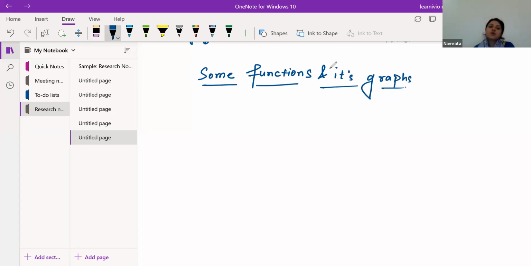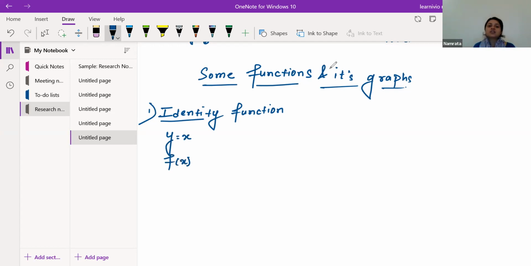So at first we will be focusing on the identity function. As the name says, identity function means the equation or the function will be y is equal to x, or we can also say f of x is equal to x. This function is named the identity function. The way you have your own name, this equation also has a name called the identity function.